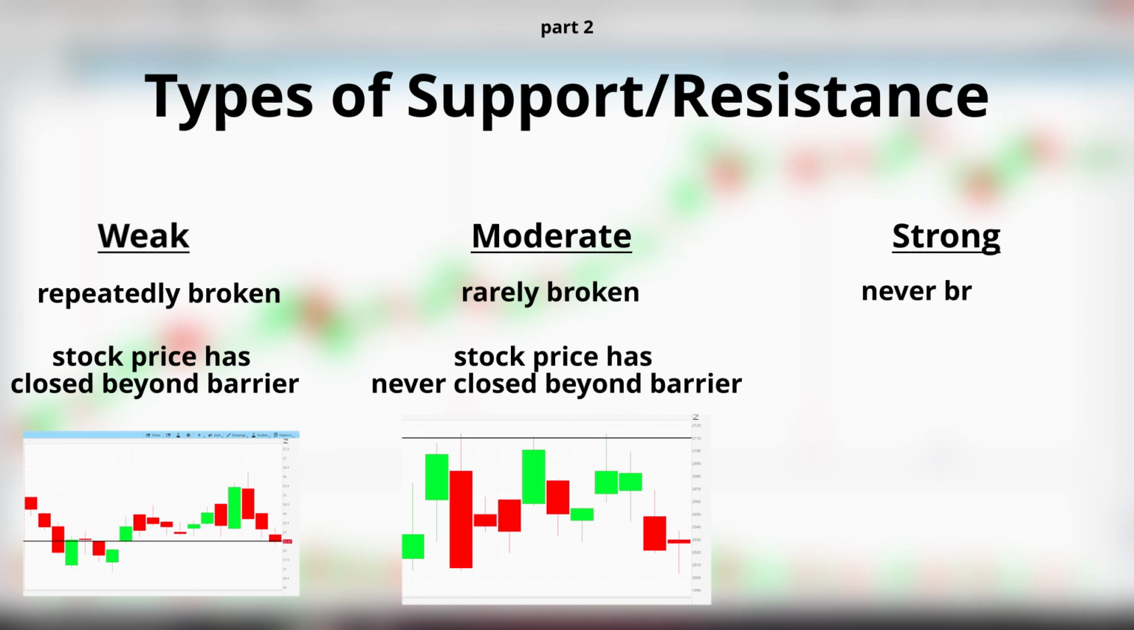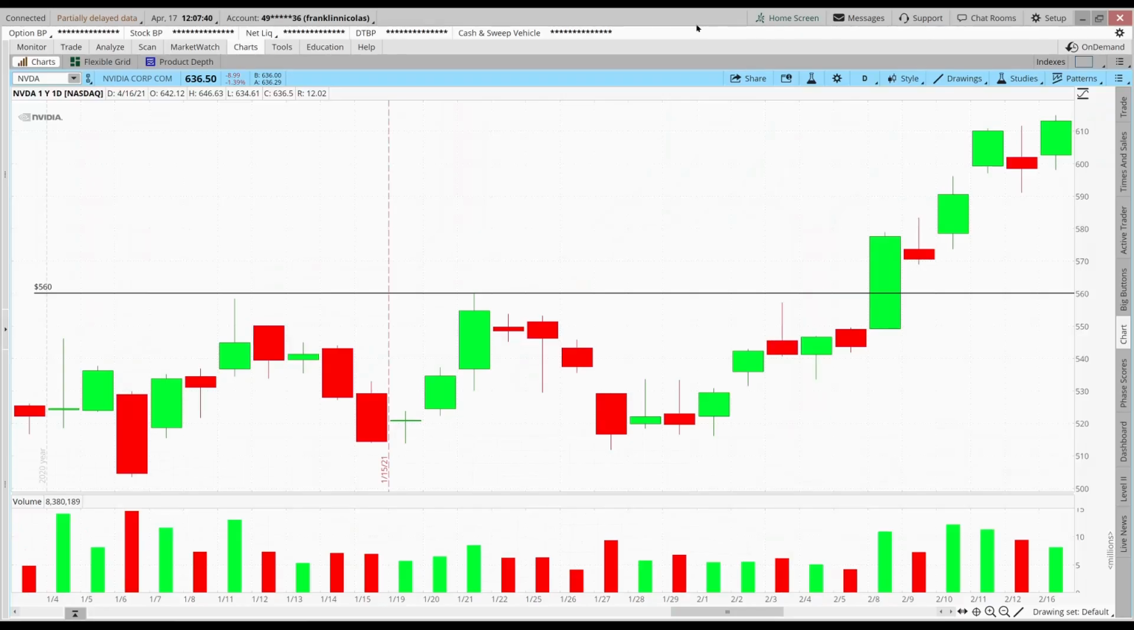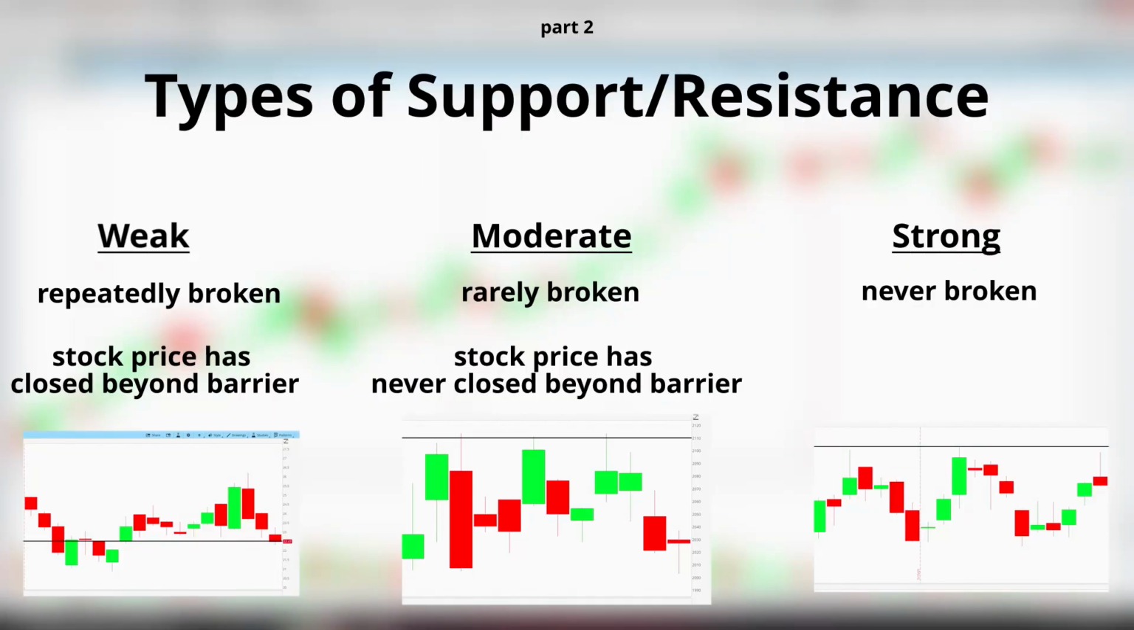The last type and best type of support and resistances are strong. These levels are never tested and never broken. You can see an example of strong resistance on the stock chart of Nvidia right here. Right at 560, you see that the stock has been unable to get above this price. It was close on this day, yet if you look at the highs, it only got to 559.97. Close, but still not able to break. And you see it not break until here, and when it finally does break, you see it lead higher as a breakout should go.